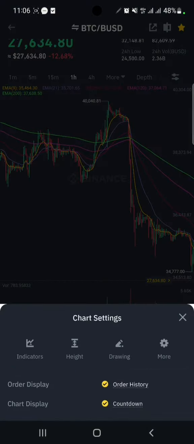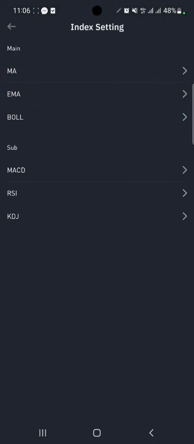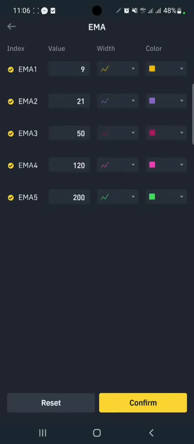It's the same thing. Tap the icon, go to indicators. Under main, you see EMA. And I have 9, 21, 50, 120, 200. Now, why do I need this 200 here? I need this 200 here because I want it to show me the trends, reveal things to me over a long period of time. So I'm dealing with a coin that has been around for a very long time. I prefer to have large, higher value moving averages working for me.